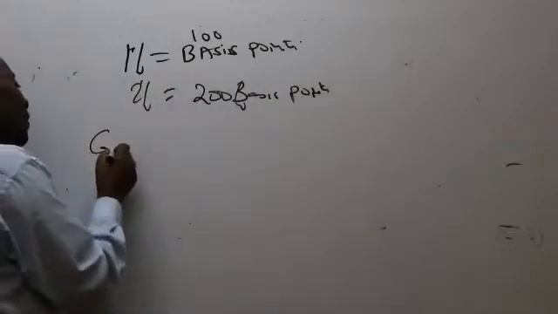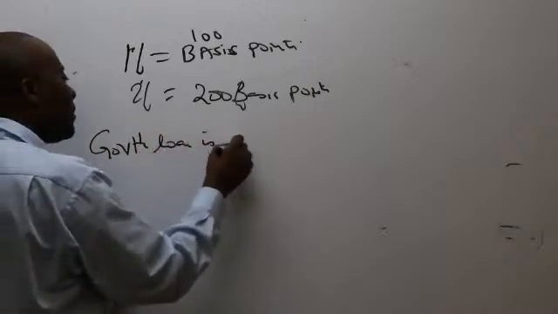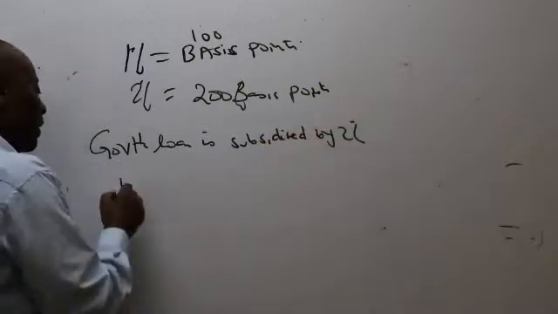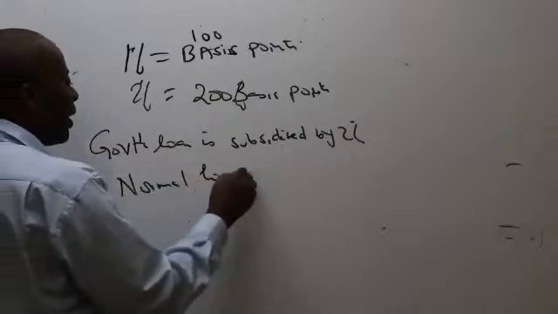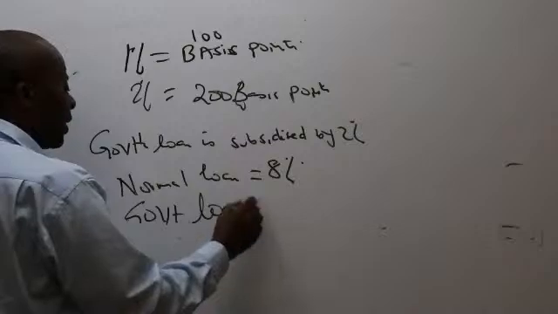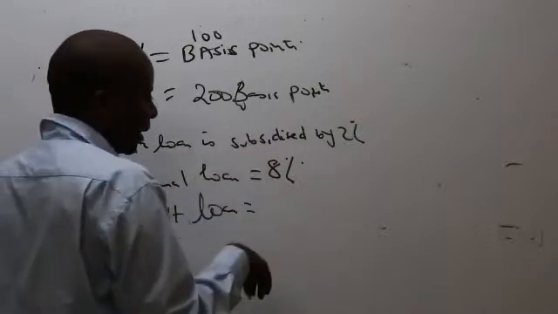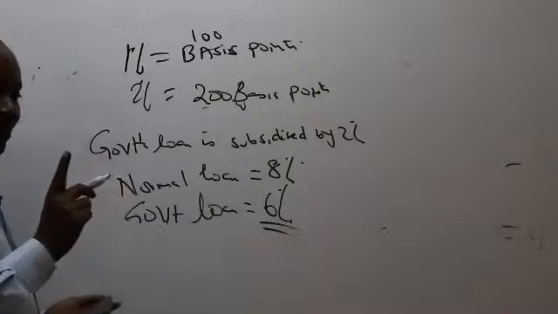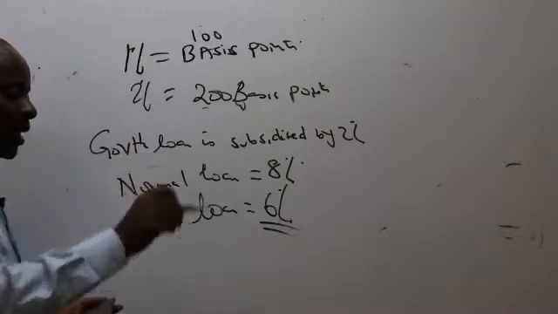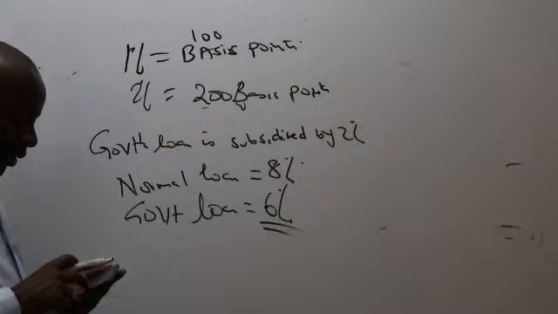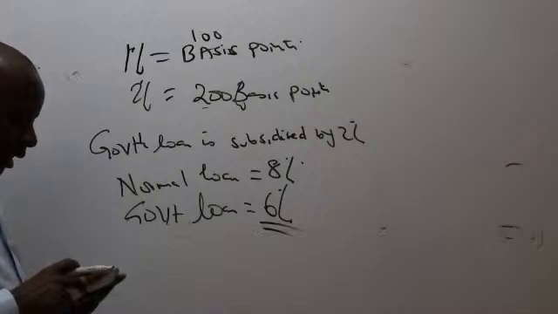So when they say that the government's loan is subsidized by 2%, it means that the normal loan is 8%, and then the government loan, which is less by 200 basis points, less by 2%, will be what here, somebody? 6%. Very important for us to know that. So when you hear 200 basis points, that is equal to 2% less. This will cost 200 basis points below the company's normal cost of long-term debt finance, which is 8%.